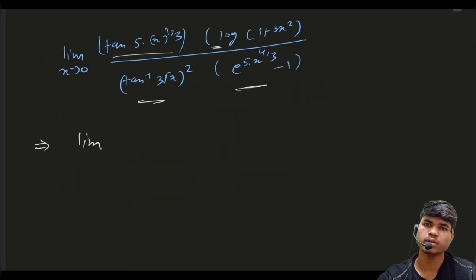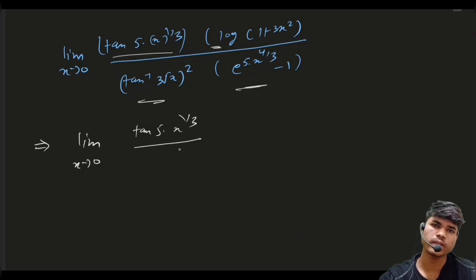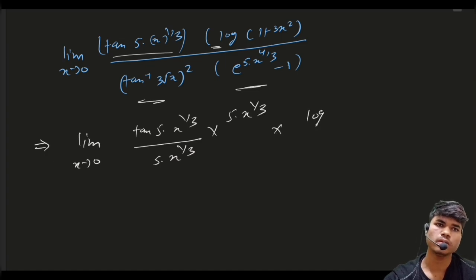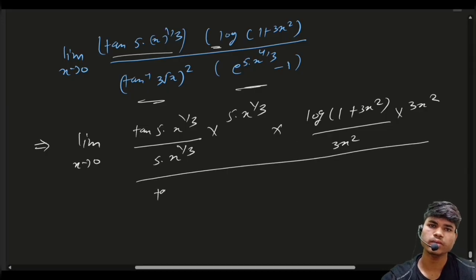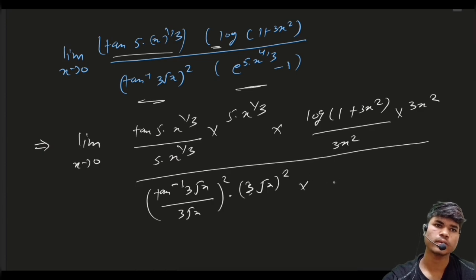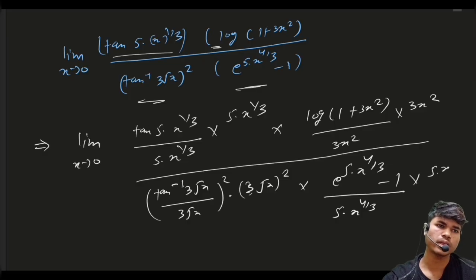So we have limit x tends to 0 tan of 5 into x to the power 1 by 3 divided by 5 into x to the power 1 by 3, into 5 into x to the power 1 by 3, into log 1 plus 3x square divided by 3x square, into 3x square, whole divided by tan inverse 3 root x divided by 3 root x whole square, into 3 root x whole square, into e to the power 5 into x to the power 4 by 3 minus 1 divided by 5 into x to the power 4 by 3, into 5 into x to the power 4 by 3.